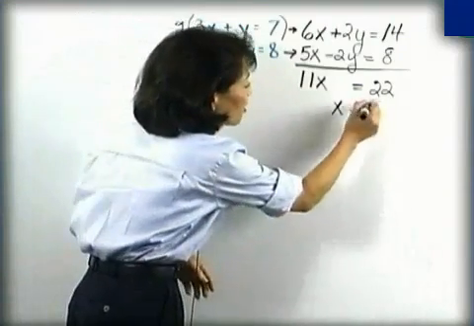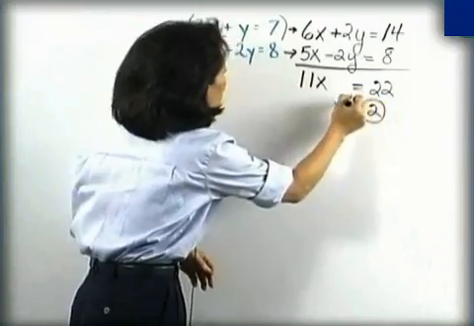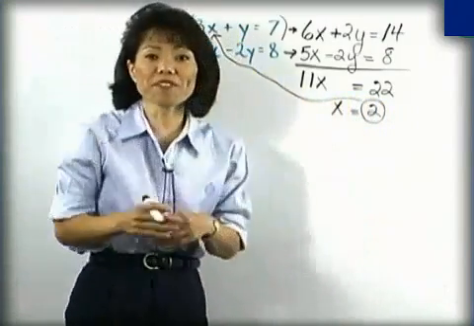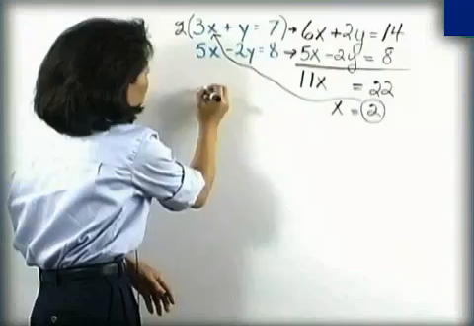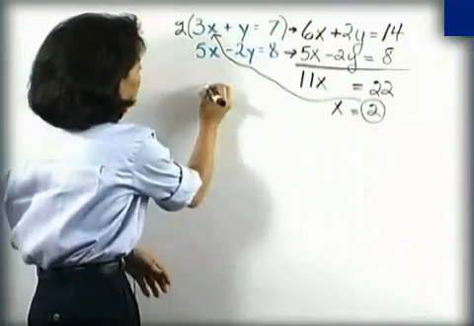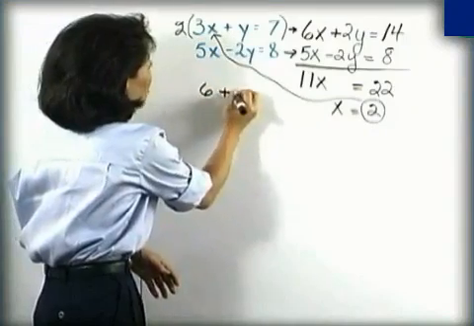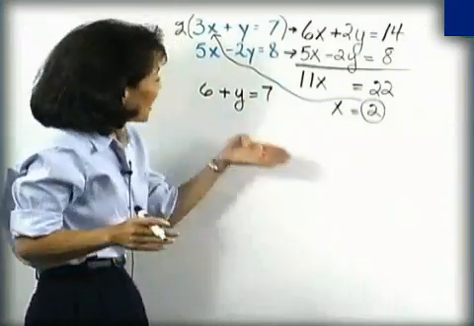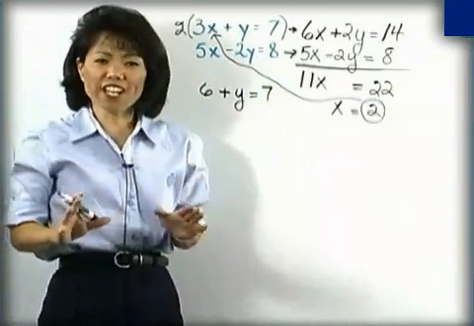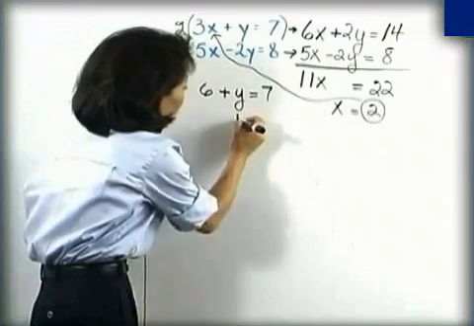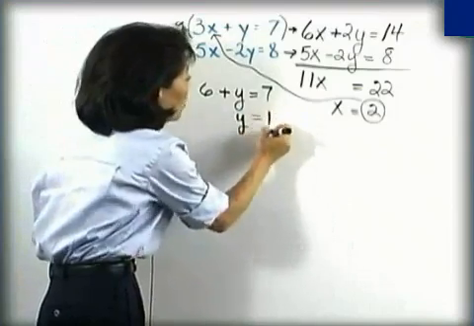So again, we're going to take this x equals 2, substitute it back, where are we going? Up to that top equation. When I do, I get 3 times 2, which is 6, plus y is equal to 7. Now that I've done that, I'm sure you can see it's very easy to solve for y. Subtract 6 from both sides. I get y is equal to 1.